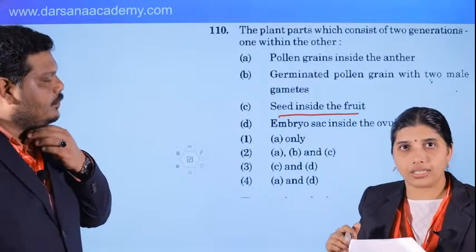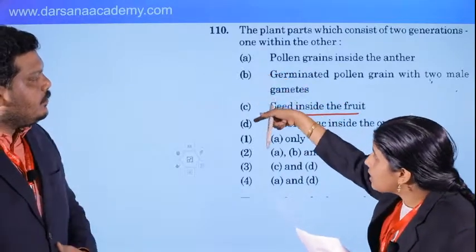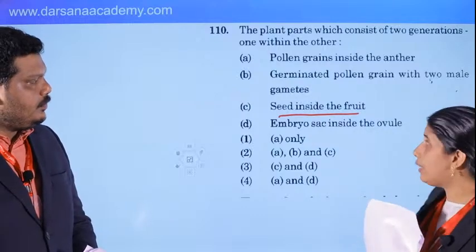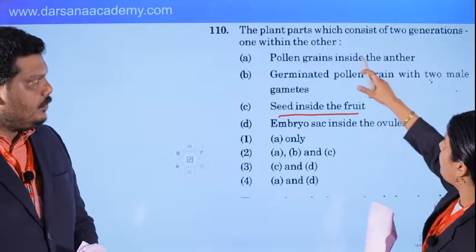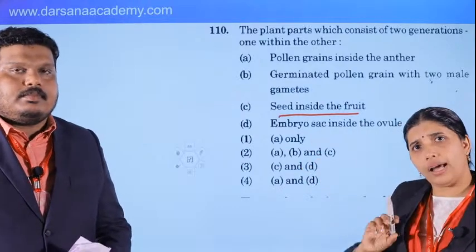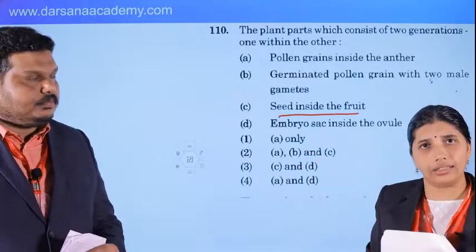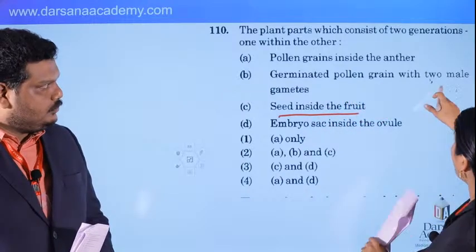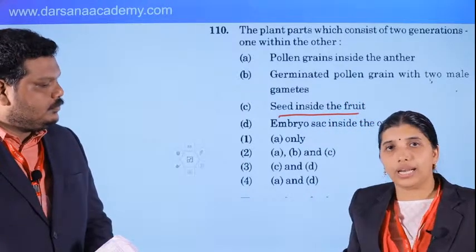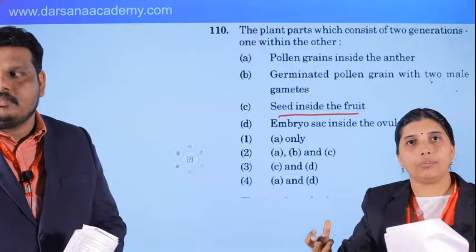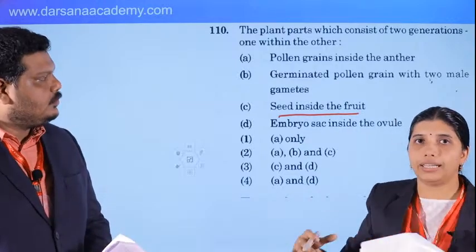We know that. But one more here, these A, B, C, D statements are there. From there, we have to find out the answer. For that, we just look at the options. Pollen grains inside the anther, never. After the anther ruptures, the pollen grains will be released. There is no role for the anther. Therefore, that is not considered. And next, germinated pollen grain with two male gametes. We know that this pollen grain falls on the stigma, and then the pollen grain germinates and the pollen tube protrudes, carrying two male gametes, that is also part.